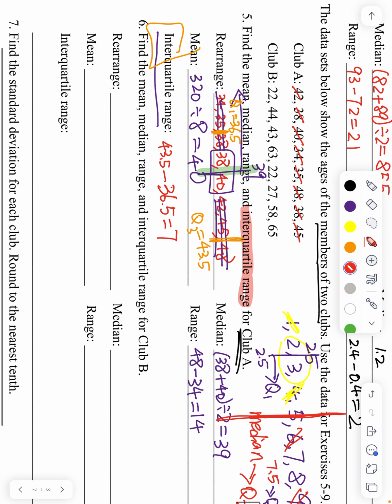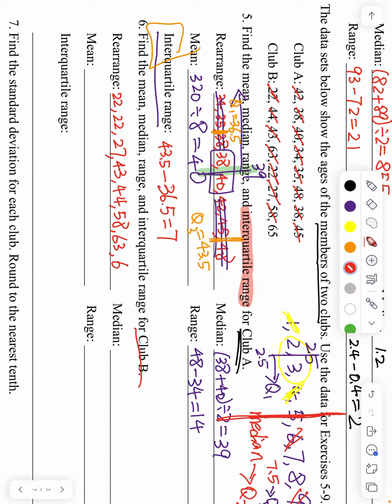Okay, now we have to do the same thing for the club B. Yeah, same thing. It's a little more practice. Let's rearrange them. So the smallest one should be 22. And then we have another 22. And then 27. And then next should be 43, right? 43. And then 44. And then 58. Then 63. And then 65.